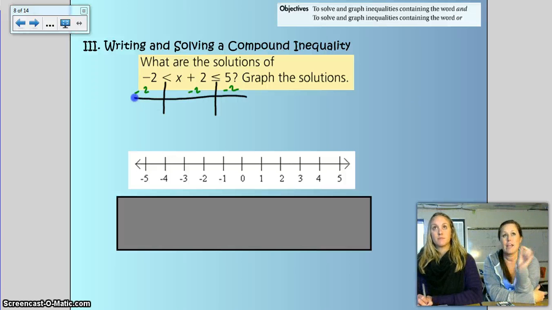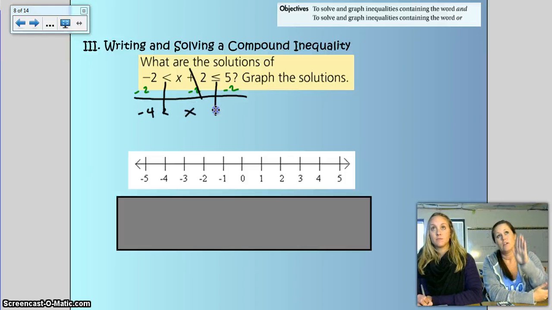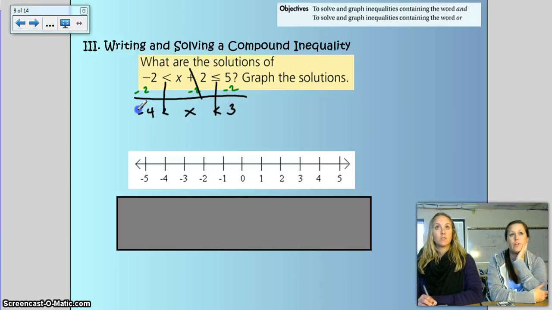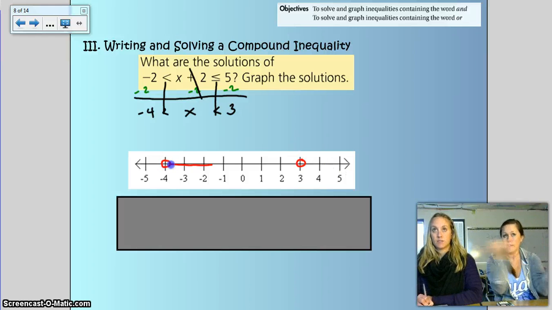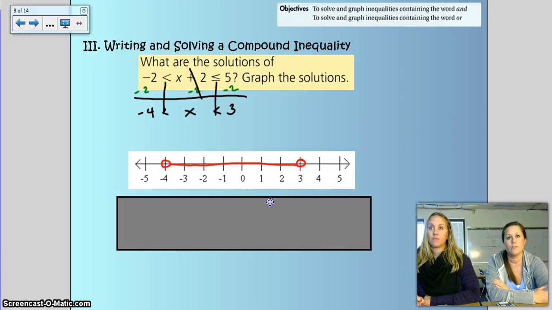So -4 is less than x, which is also less than 3. So then we're going to do an open circle at -4, an open circle at 3. And should I go with the outside? No. It's an inside because it's an "and." Got it. Okay, let's see, did we do it right?